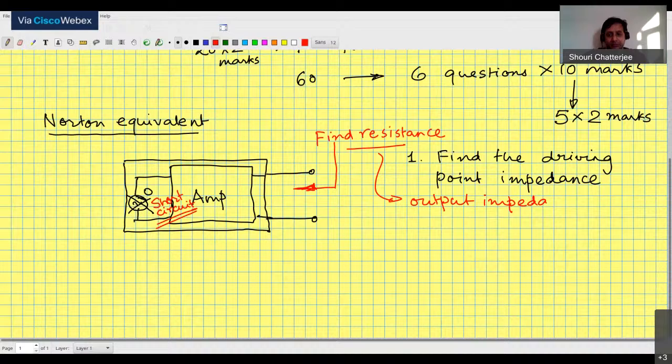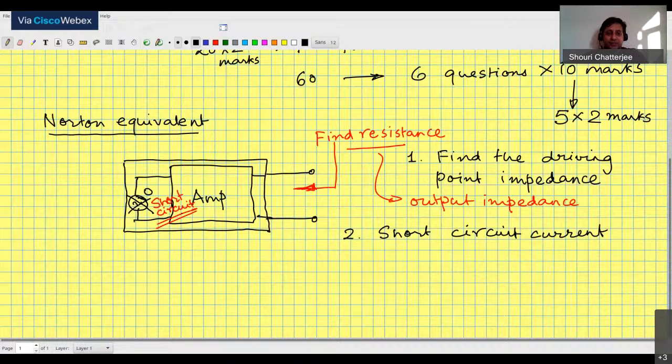So this is number one. And number two that you have to do is find the short circuit current. This is what you do to evaluate the Norton equivalent of a circuit: you find the driving point impedance and you find the short circuit current. So how do I find the short circuit current?